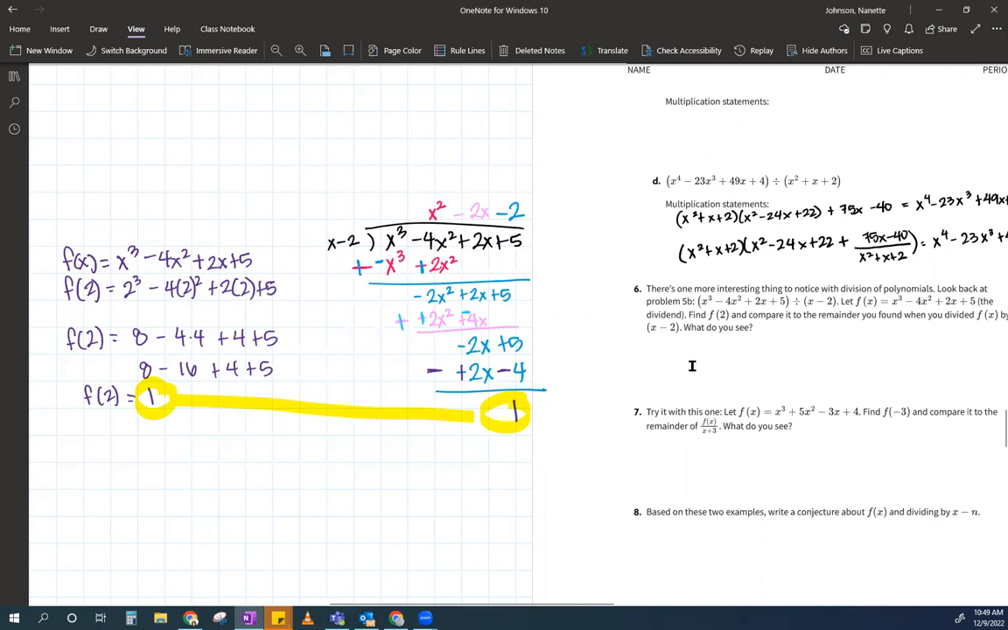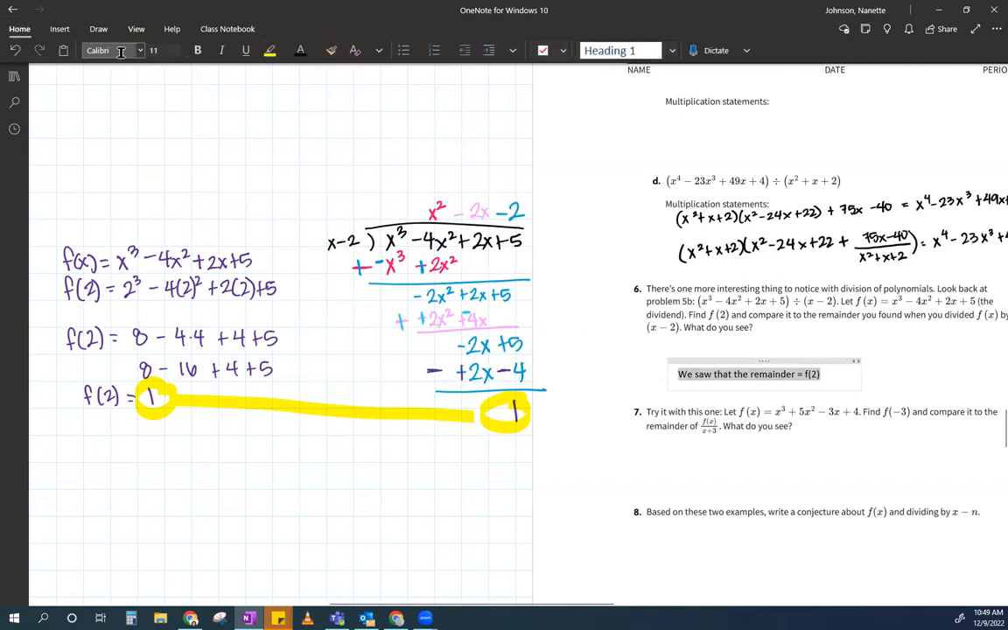We saw that the remainder equals f of 2. That these are the same. And the reason why they're the same is not coincidence, it's more by fact, right? Let me just highlight this so it stands out.